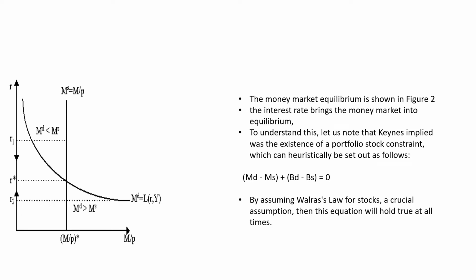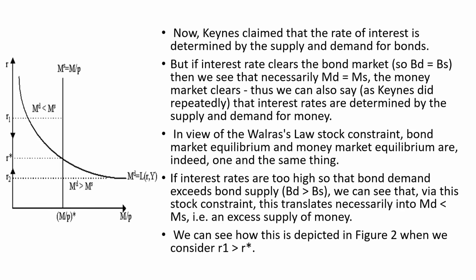let's understand the existence of a portfolio stock constraint, that means that MD minus MS plus BD minus BS is equal to 0. So just by considering the valuation law for stock, a crucial assumption, this equation will hold true all the times. We know that if the interest rate clears the bond market, then we can have MD equal to MS, an equilibrium situation.